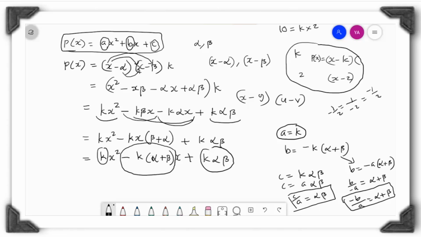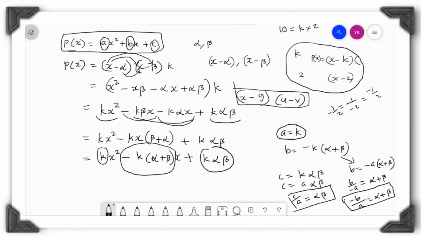It cannot be a first degree polynomial. The degree should be 0. It should be a constant number. Okay, so in the next step, we take the product and expand. You know how to take x minus y into u minus v: x into u minus x into v minus y into u plus y into v. Similarly, you do here, and k is outside the bracket.